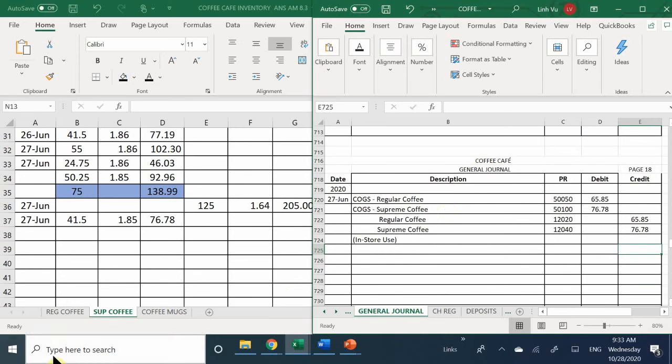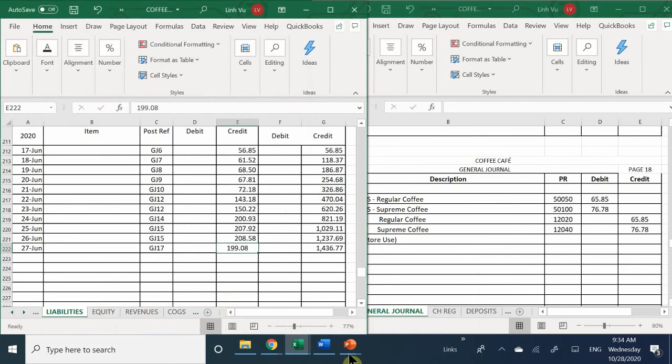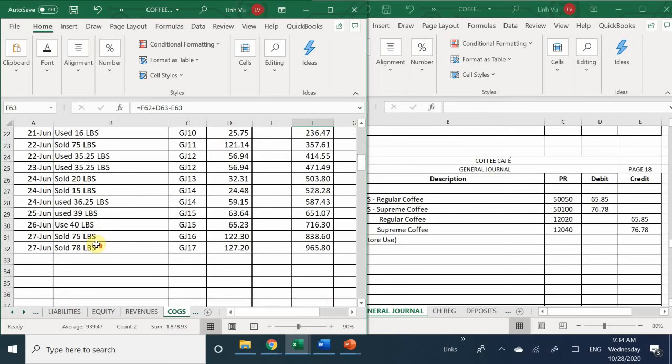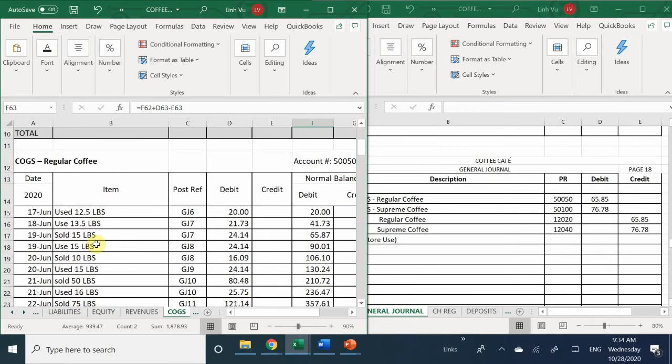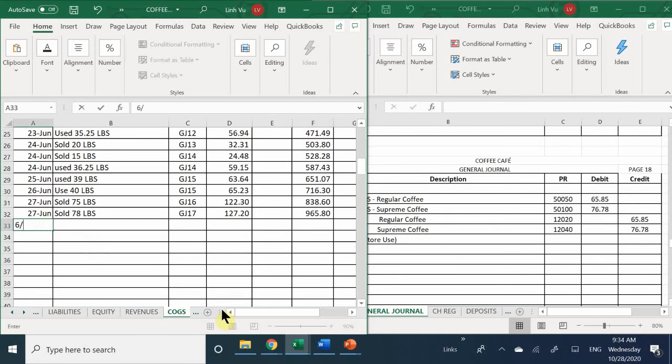We're going to go to the ledger to post it in our ledger. Good. So we're going to start off with COGS. We're going to go to COGS, regular coffee. Good. 627. And we used 40 pounds.